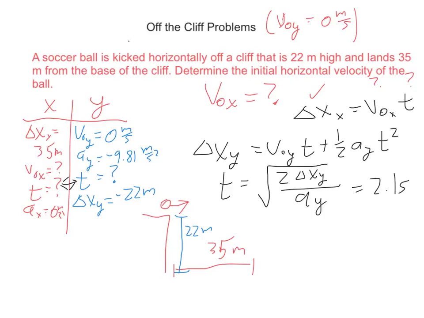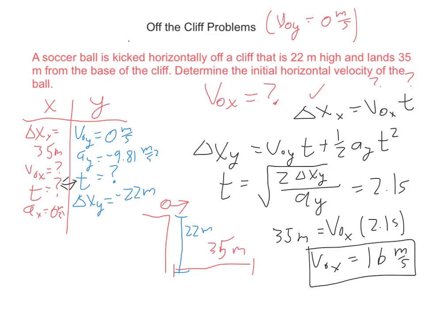We can then use that time to go backwards and plug it in up here in my original formula that I had. So the last step would be to solve for v naught x. So the displacement in the x direction was 35 meters, and that's going to be equal to the initial velocity in the x direction multiplied by the 2.1 seconds that I found when I was using the y direction. And that will lead to an initial velocity in the x direction of approximately 16 meters per second.